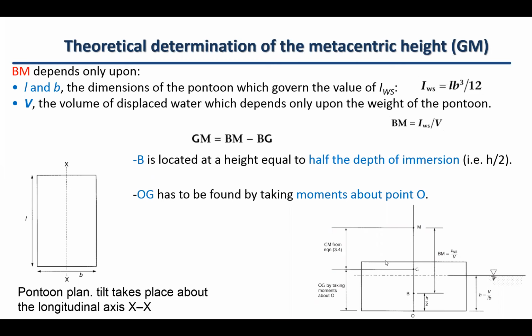here is that if you just look at it from the side view of the pontoon, we can see, for example, we have a depth of immersion h. We learn from this chapter that h can be calculated by dividing the volume of water displaced by LB. The center of the buoyancy acts at point B, which is the center of the displaced water, which is half of h, so h over 2, you can see here. And imagine the center of gravity, G, is located somewhere in here.